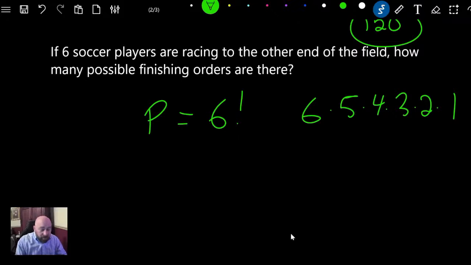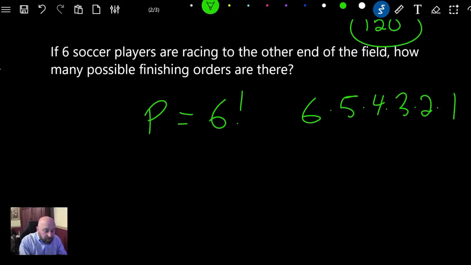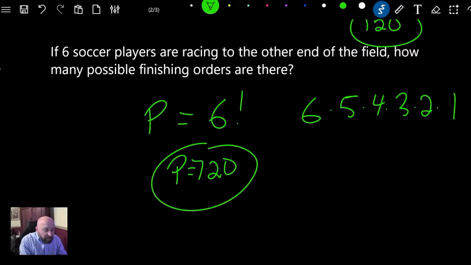We do that out. I'll use the calculator just to make it a little bit easier for you to see. So that'd be 6 times 5, which equals 30, times 4, which equals 120, times 3, which equals 360, times 2, which equals 720, times 1, 720 still. All right, so 720. So believe it or not, there could be 720 different finishing orders with 6 people.